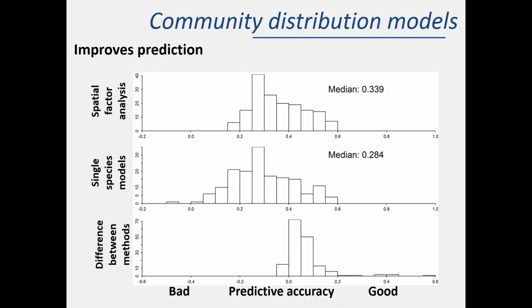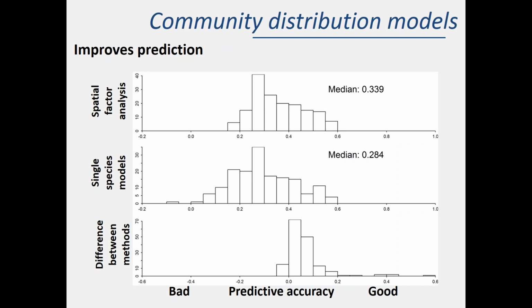So if you do a bunch of single species models, fit into year 2003 and then predict distribution the next year, and take the rank correlation between the predictions and the observations, and do that for every species and every forward projecting year: if you do the spatial factor analysis, you get a predicted correlation of 0.334. If you do the single species models, you get a correlation of 0.28.